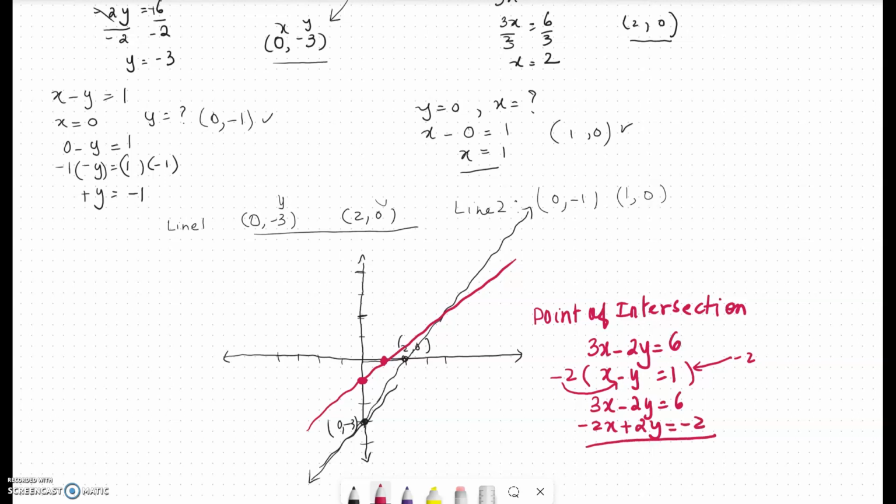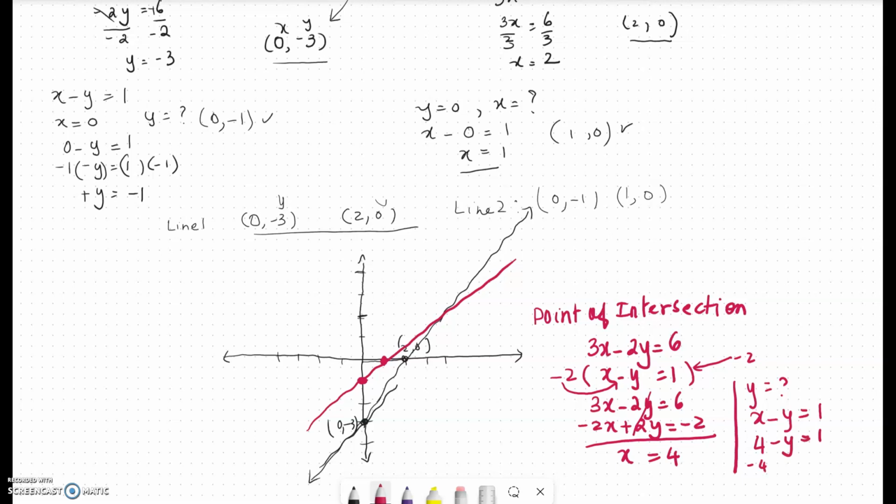So when we add these two equations, the plus 2y and the minus 2y cancel. 3x minus 2x is x. 6 minus 2 is 4. So x is equal to 4. And then y, we need to figure out by plugging in the x. So let's use the easy equation, x minus y equals 1. We plug in 4 for x. 4 minus y equals 1.